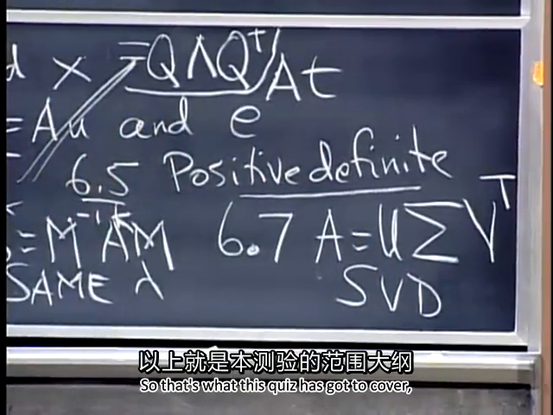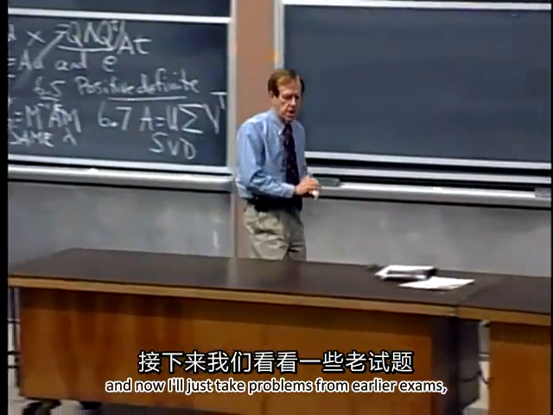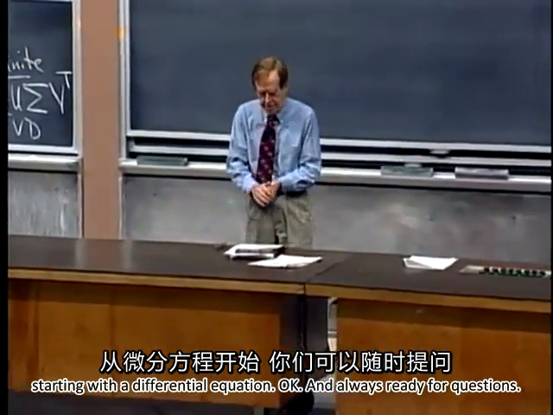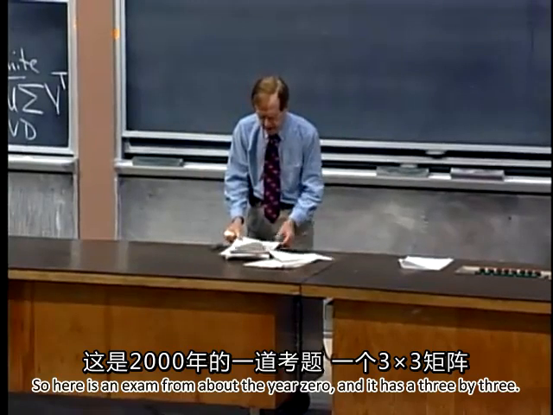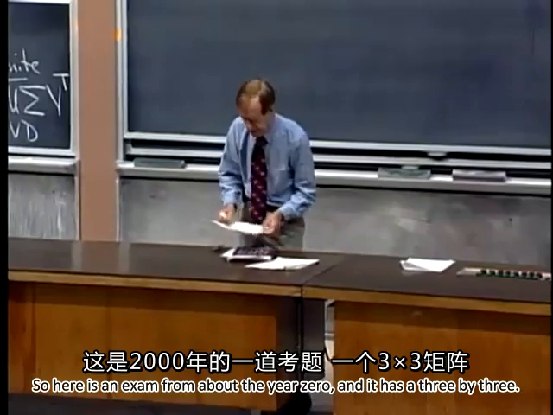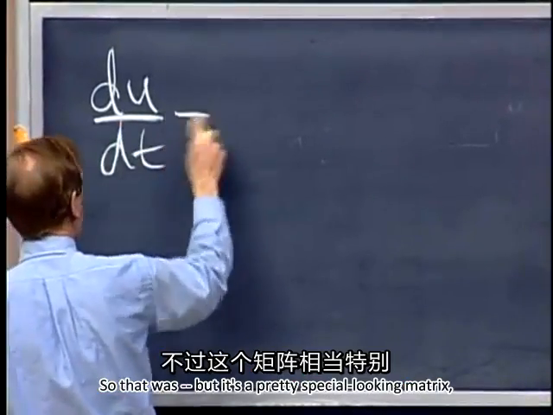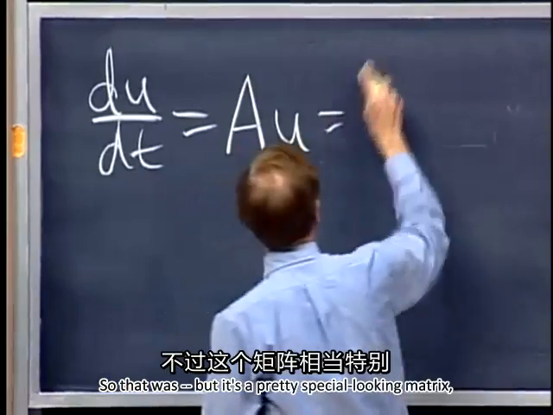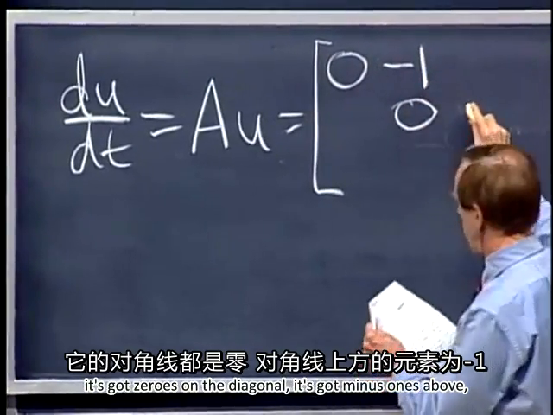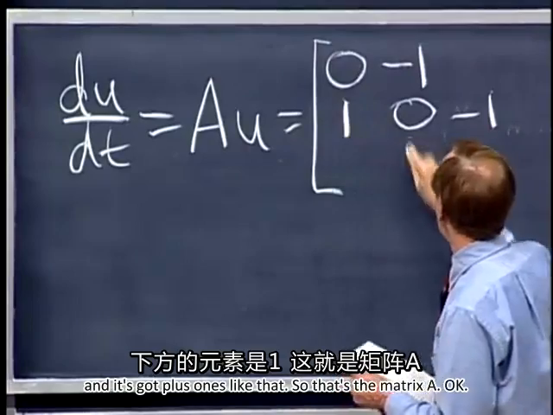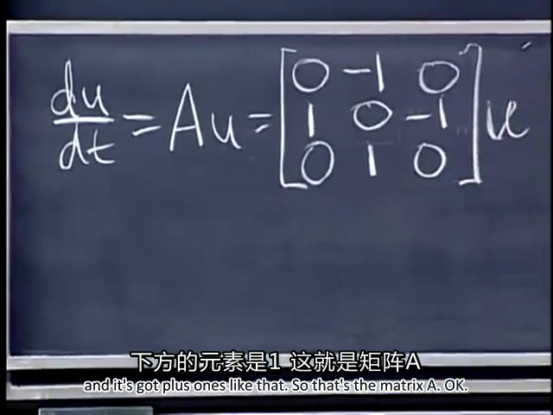Okay, so that's what this quiz has got to cover. And now I'll just take problems from earlier exams, starting with a differential equation. Okay, and always ready for questions. So here's an exam from about the year 0. And it has a 3 by 3 matrix, but it's a pretty special looking matrix. It's got zeros on the diagonal, it's got minus 1s above, and it's got plus 1s like that. So that's the matrix A.